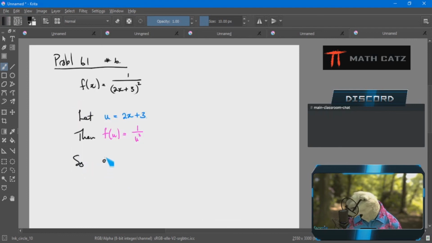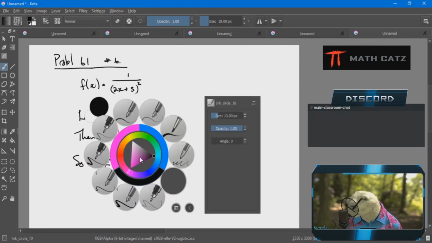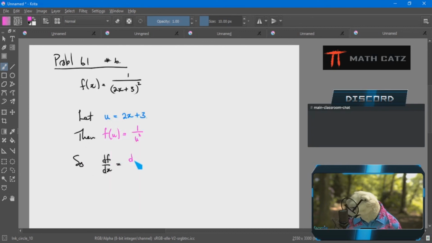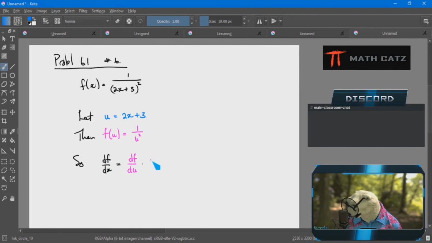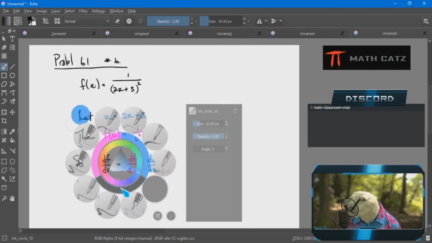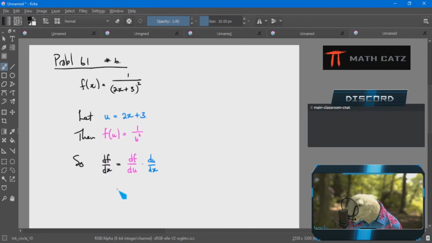So by the chain rule, I am looking for the derivative of my original function in terms of the original variable. Chain rule says, take the derivative of the outside function times the derivative of the inside function with respect to its variable. All right, let's do it.